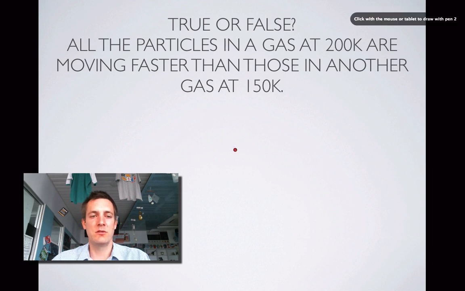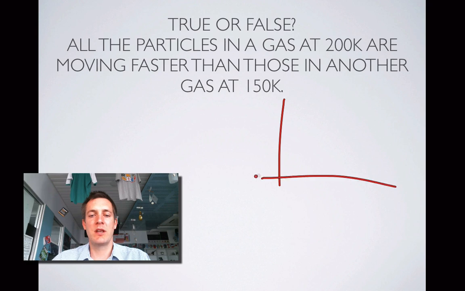All the particles in the gas at 200 Kelvin are moving faster than those in another gas at 150 Kelvin. So I suppose we probably ought to be thinking of a Boltzmann distribution here. Here is the line at 150 degrees. No particles have no energy. This is something that we kind of need to remember. It's the fact that particles will always be moving until we get down to 0 Kelvin, but that's absolute zero. That's a theoretical temperature. It can't exist in our universe.